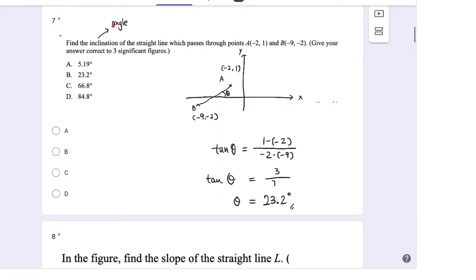For this question, inclination means the angle formed between the straight line and the x-axis. That is why after you draw the points and draw it together, that is how you set up the equation for that using tangent theta. If you cannot recognize the reason why, basically this is why. These two angles are corresponding angles given that these two lines are parallel to each other. That is why theta equals 23.2 degrees, with the unit degree.